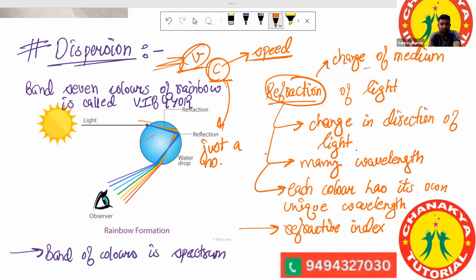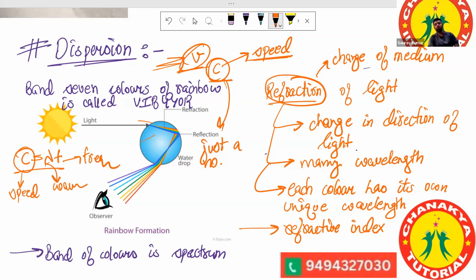Sir, can you tell us about wavelength and refractive index now? I will tell you. Just remember this formula: c is equal to lambda f. In this we always take speed, not velocity. This is the speed of light, this is wavelength, and this is frequency. This formula relates wavelength and frequency. But since a wave has a direction, it can be velocity.